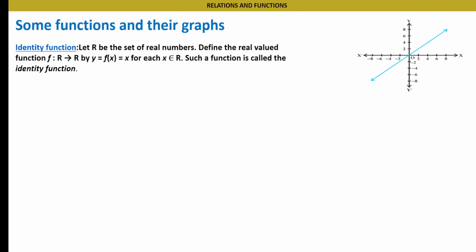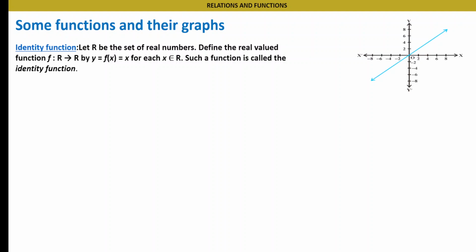Some functions and their graphs. Identity function. This is one function. Let R be the set of real numbers. Define the real valued function f from R to R by y equals f of x equals x. So the definition of the function is y equals x for each x belonging to the real values. Such a function is called an identity function.